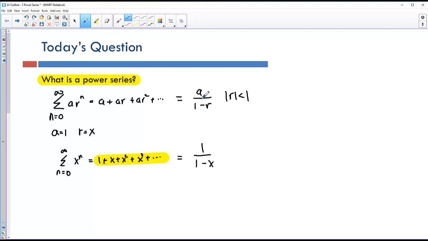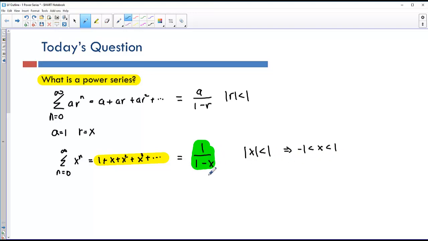And the idea is that sometimes you can find a power series that represents a function, because over here, if you let a be 1 and r be x, we know that the power series on the left and this rational function on the right are the same as long as the absolute value of x is less than 1, which implies that negative 1 is less than x is less than 1.